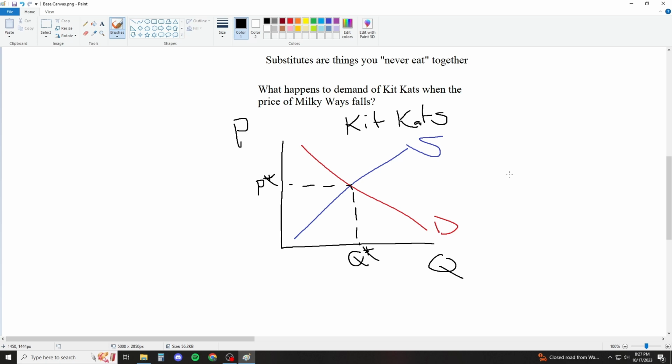There are some holes to what I'm saying, but I'm trying to get you some intuition, right? And so in this one, it's like, oh, well, Milky Ways are cheaper, so I'm going to get less Kit Kats. That should make sense. Like, I can choose between two things. One of them is cheaper. I'll choose the cheaper. So that means I get less of the other one.